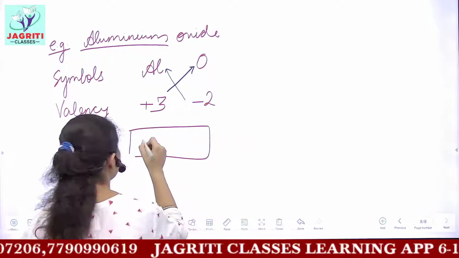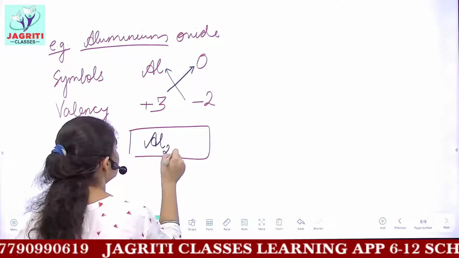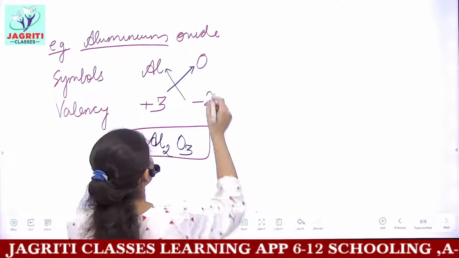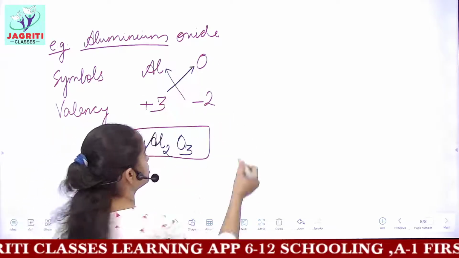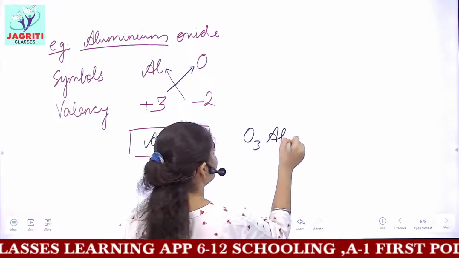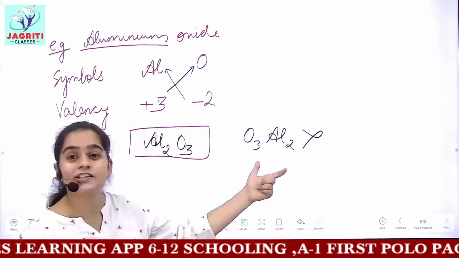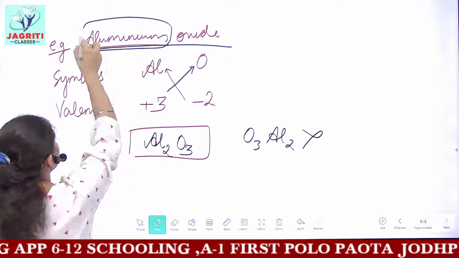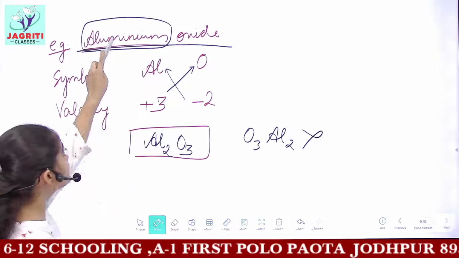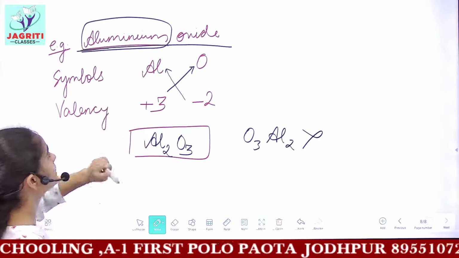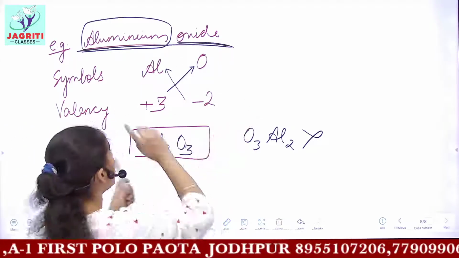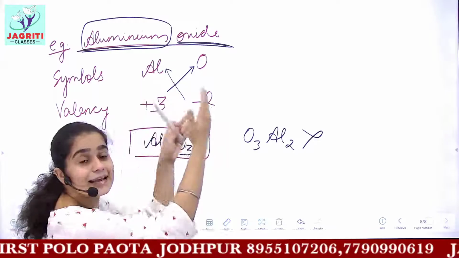So the formula is Al2O3. You cannot write oxygen first. You cannot write O3Al2. This would be incorrect. Why? Because in the name you have aluminium first. So you have to write first the symbol of aluminium and its valency. Then you have another component, oxide, so the oxide should be written as the second component.